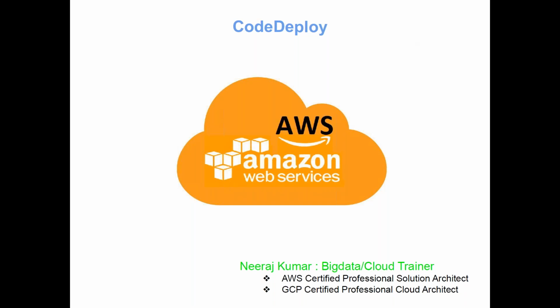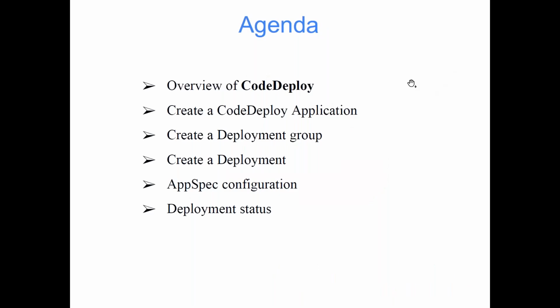As the name indicates, this is used to deploy your code on different types of resources, like EC2, because there should be some server which will be running your code. That can be EC2, that can be Lambda, or any other server as well. So let's talk about this one. We'll start with the agenda.